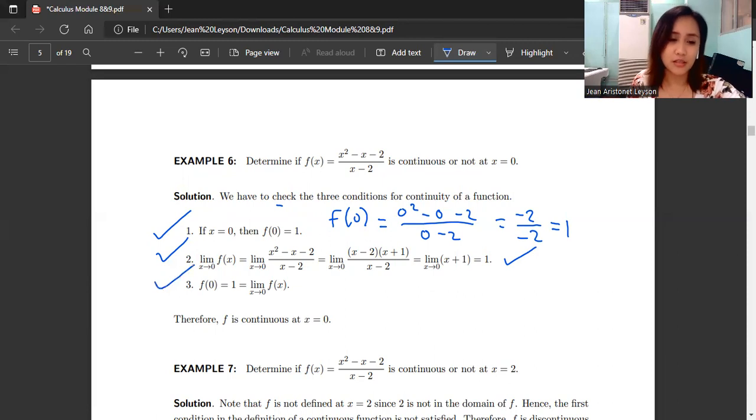Number 3, since we were able to solve that earlier, f of c and the limit of the function as x approaches c are both 1 and are equal. So therefore, the function is continuous at x is equal to 0. Okay.